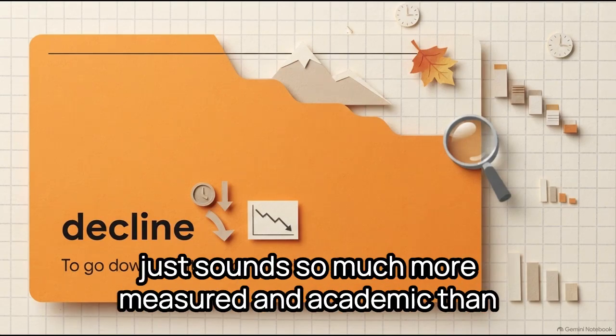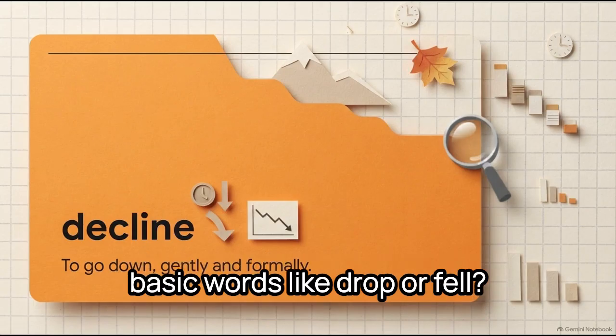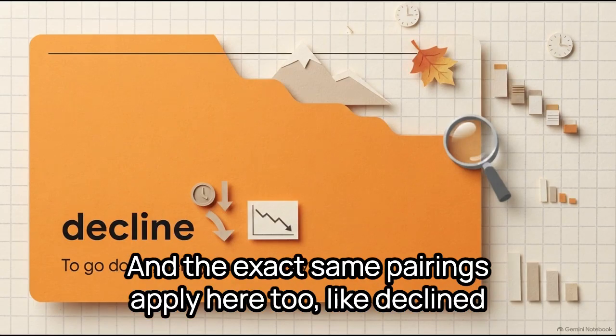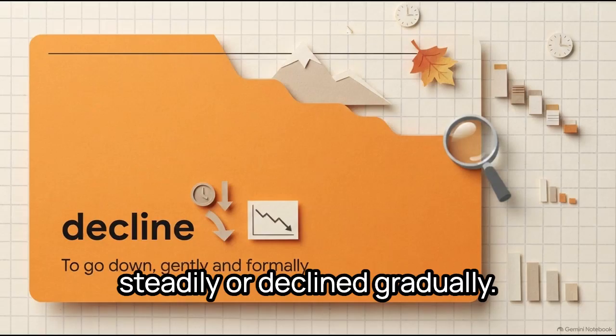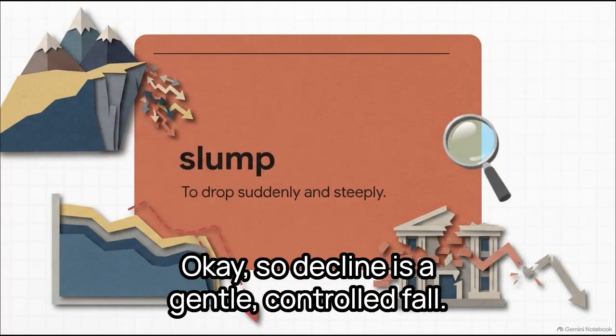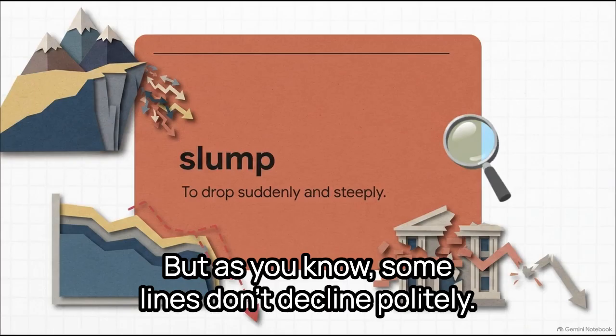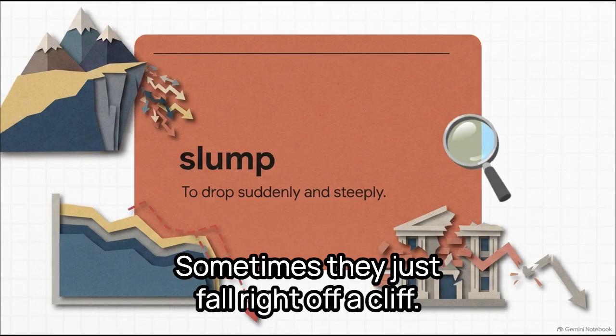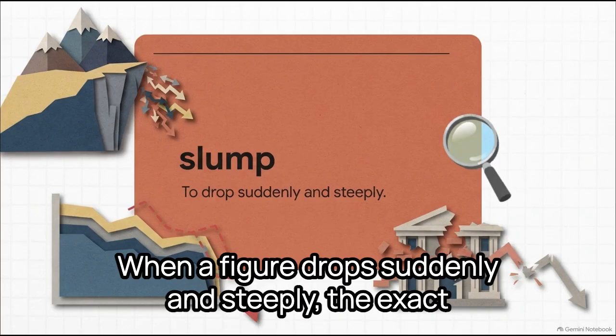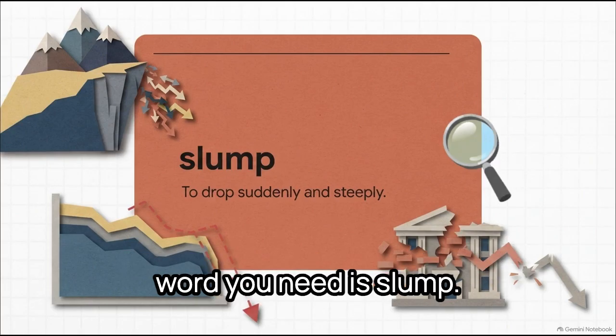You see how decline just sounds so much more measured and academic than basic words like drop or fell? And the exact same pairings apply here too, like declined steadily or declined gradually. Okay, so decline is a gentle, controlled fall. But as you know, some lines don't decline politely. Sometimes they just fall right off a cliff. When a figure drops suddenly and steeply, the exact word you need is slump.